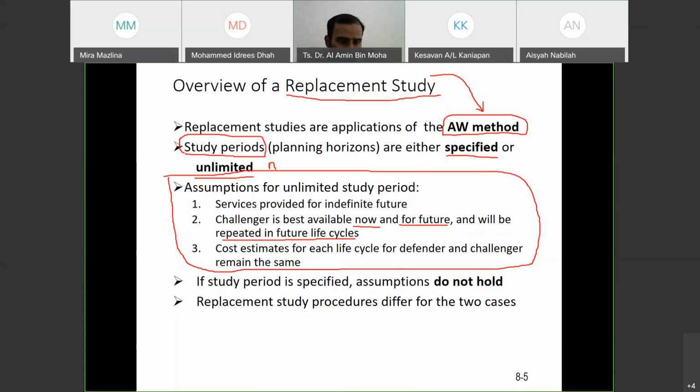And the cost estimates for each life cycle for the defender and challenger remain the same. Okay, it means that when they give the cost estimation for certain periods, that information is going to repeat for the future. But if the study period is specified, this assumption does not hold. So we can't use this. Replacement study procedures differ for the two cases. If the study period is specified, it's different because we are not going to use this assumption.